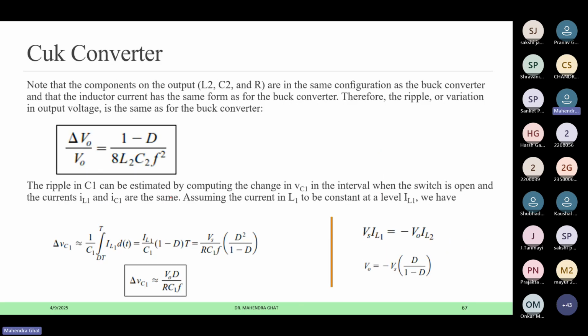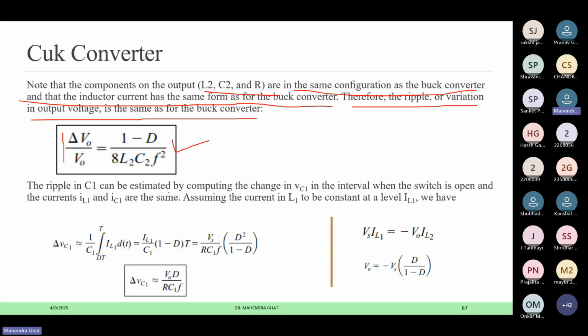So there are some assumptions again made. The components of the output, L2, C2, R, are the same configuration as the buck converter, and the inductor current has the same form as for the buck converter. Therefore, the ripple of the variation of the output voltage is the same. So at the output side, it is a buck converter, which I already showed. So whatever the ripple equation for the buck converter was, we can directly use here. You can derive it, you will get the same equation.